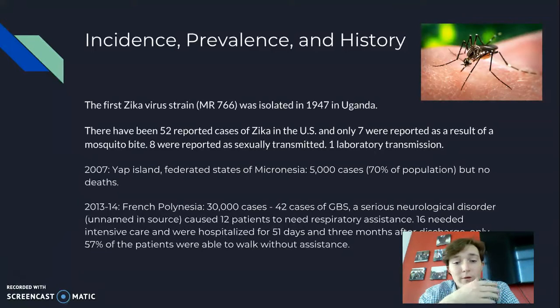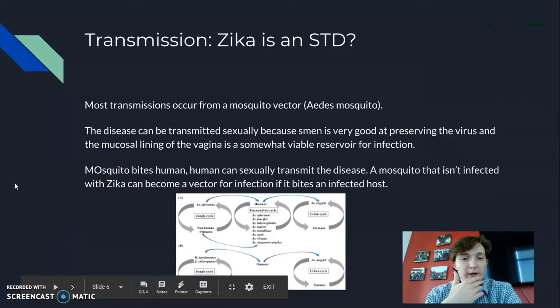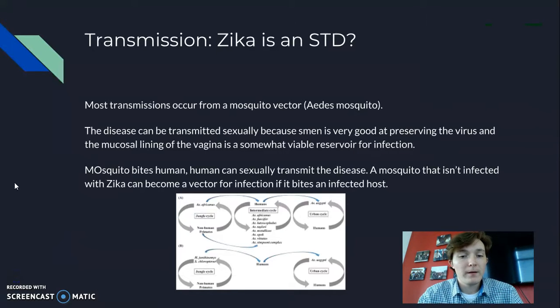In French Polynesia, there were 30,000 cases and 42 cases of GBS, which I'll talk about later, another serious neurological disorder. It caused 12 patients to need respiratory assistance, and 16 needed intensive care and were hospitalized for 51 days, needing 3 months before they could be discharged, and only about half of those patients were able to walk out without assistance at the end of their stay at the hospital. Going into the transmission of the disease, we can't figure out a whole lot about the pathogenesis because it just hasn't been as prevalent for a while.